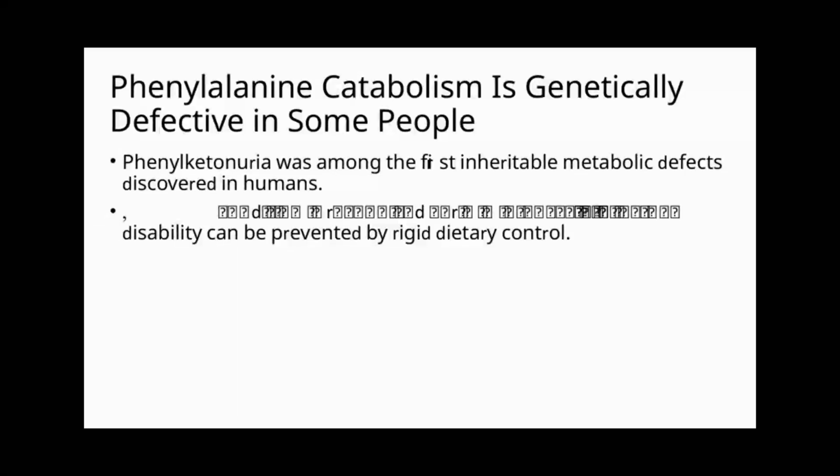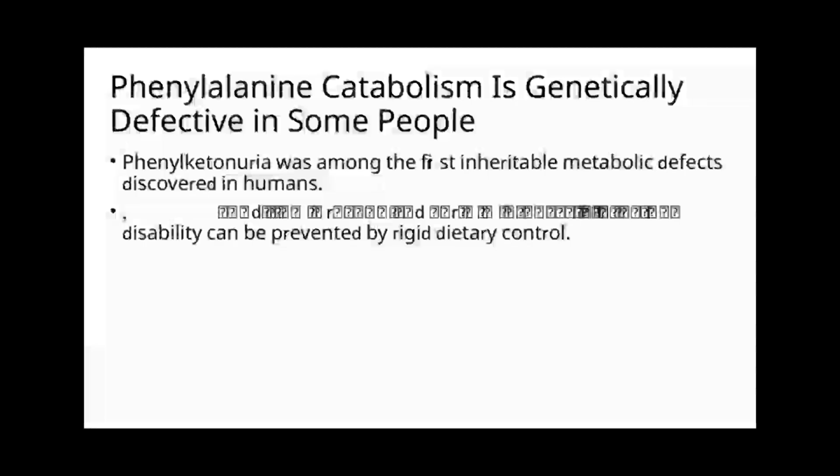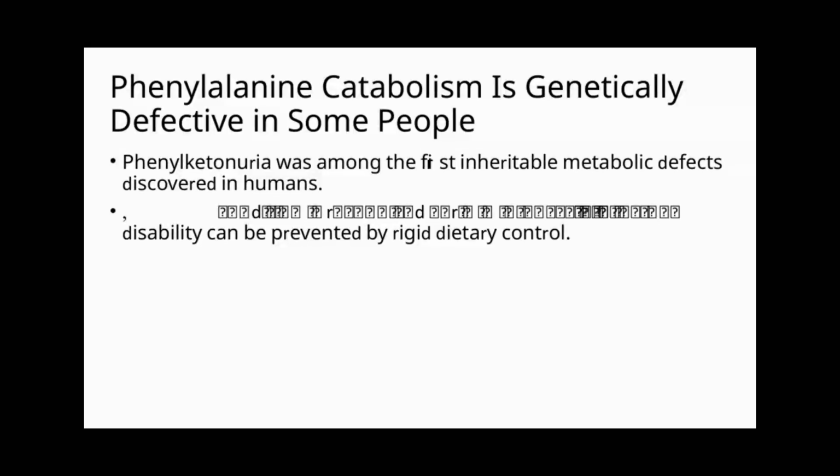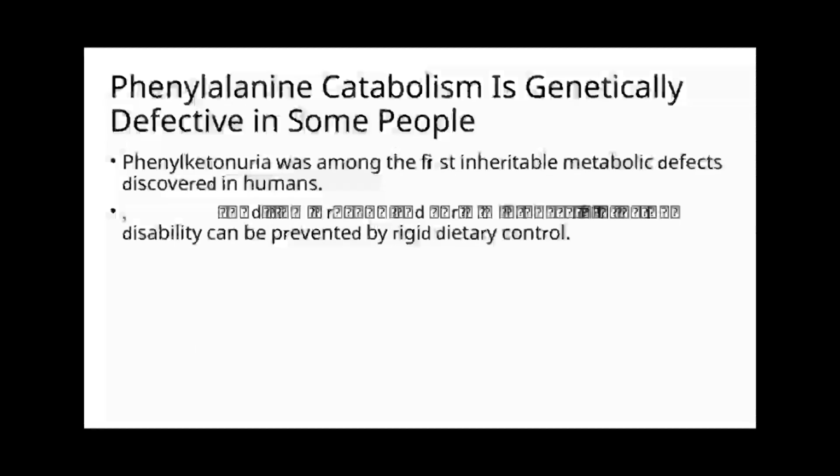When we catch this condition early in infancy, we can often prevent serious outcomes like intellectual disability through strict dietary control. This means carefully managing the intake of certain amino acids, like phenylalanine. The key point here is that early detection and intervention are crucial. This ties into the overall theme of how understanding genetic metabolic disorders can help us develop effective treatments and preventative strategies. Now, let's look at why this happens. Specifically, how phenylalanine catabolism is genetically defective in some people.